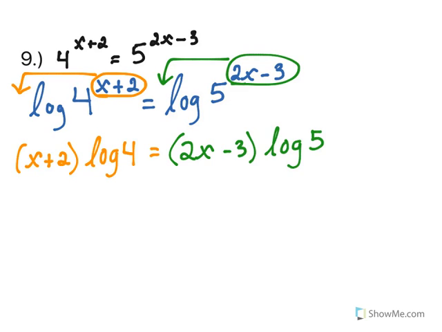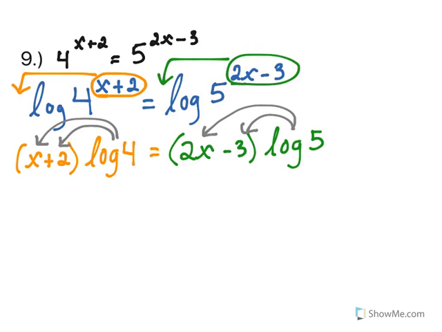Okay? Now, log of 4 and log of 5 are numbers, but we want to leave them in their log notation because they're not pretty numbers. They're very long decimals, and we want to avoid rounding. So our next step here is going to be to go ahead and distribute. So we're going to do log 4 times 2 and log 4 times x. We're going to do log 5 times the negative 3 and log 5 times the 2x.